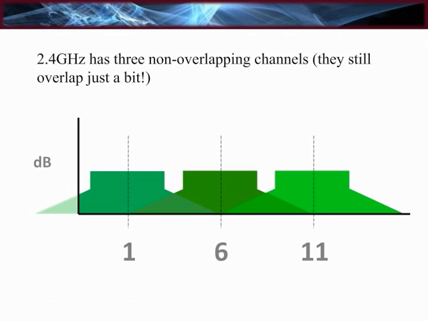The reason for this is, although 2.4 GHz has 3 non-overlapping channels, it can be seen in the illustration below that the channel masks do overlap if the received signal is high enough.